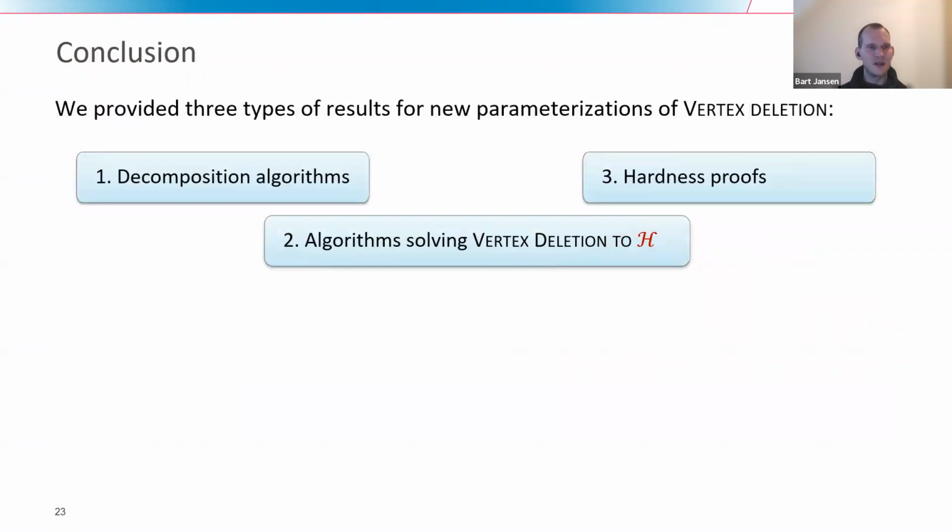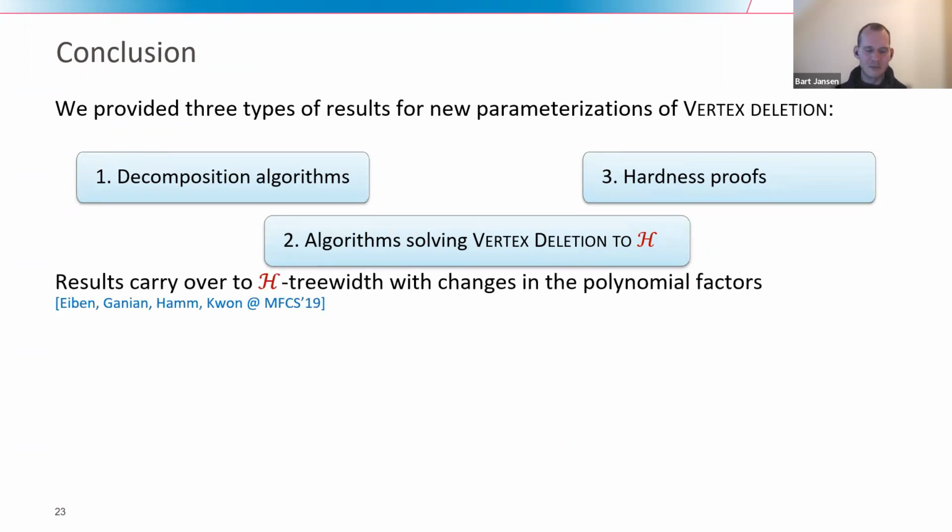Good. Let me wrap up. I've talked to you about 3 types of results for hybrid parameterizations of the vertex deletion problem. We've developed decomposition algorithms that compute elimination distance. We have seen how those algorithms can solve the vertex deletion problem themselves, and we also have some hardness proofs in the paper. The title has "and even less" in the end of it, and I didn't want to go through it in detail in the talk, because if you've never seen treewidth, it wouldn't be very insightful.